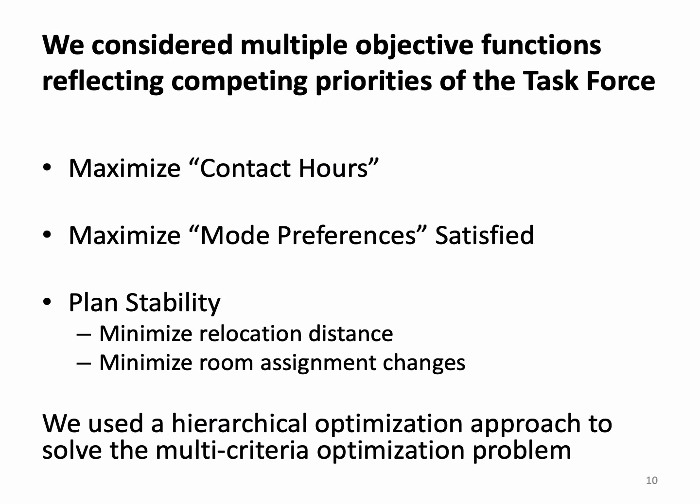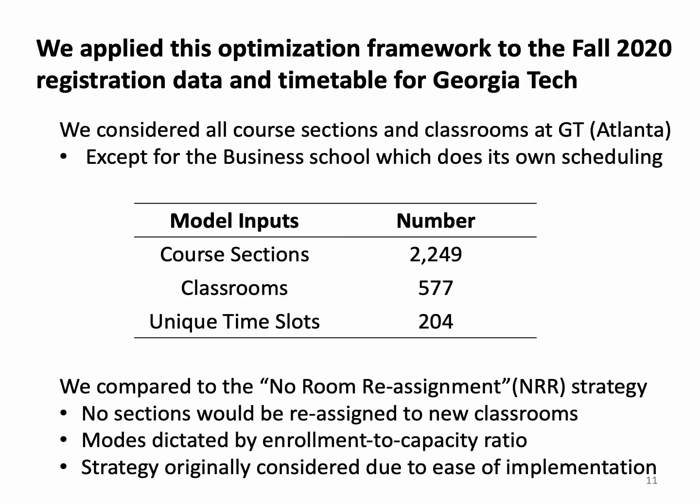Working with the task force, we identified that there were multiple objectives that were important when solving this problem. We considered maximizing contact hours, which is the amount of in-person instruction hours delivered to students, maximizing mode preferences, since some classes, such as lab classes, had a strong preference to be delivered in person, and plan stability, meaning that we weren't completely overhauling the existing schedule or moving classes all the way across campus. And we used a hierarchical optimization approach to solve this multi-criteria optimization problem.